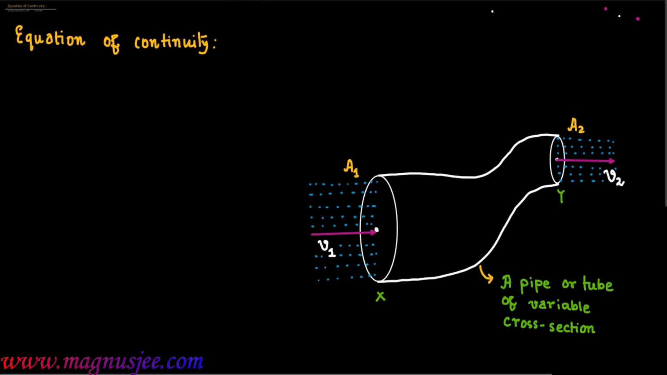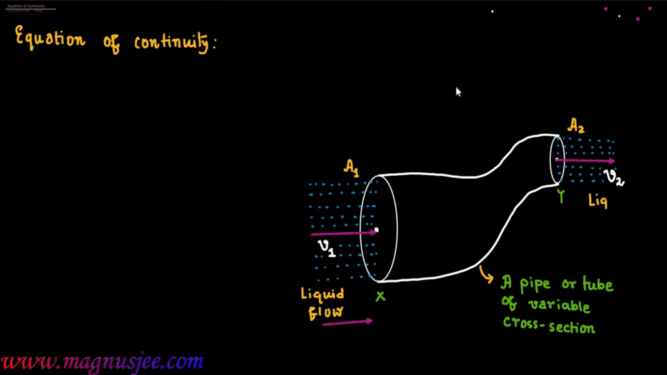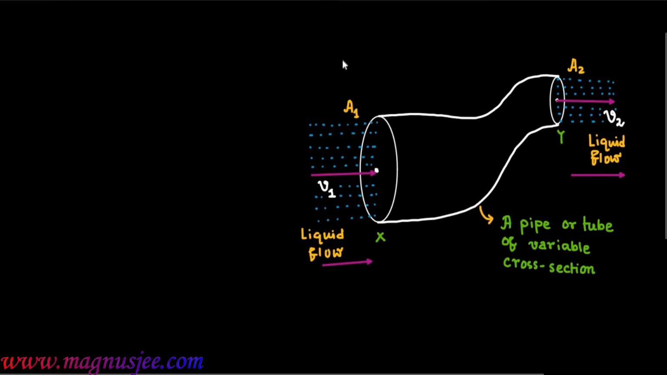Here liquid means ideal liquid which flows through this pipe of variable cross section. This is the liquid flow through this pipe of variable cross section. We can denote the direction of liquid flow from the end Y. Liquid flow occurs towards the right from the end Y.